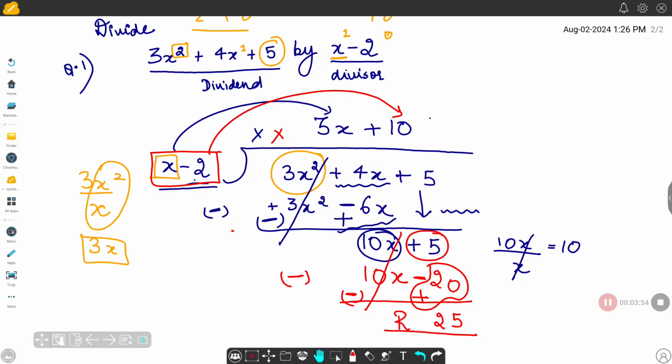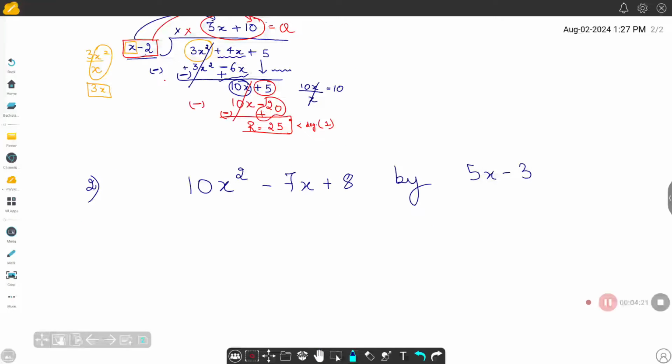And this will be the remainder because here the degree of 25 is 0 as a constant term, which is less than the degree of the divisor, which is 1, because it's a linear term x minus 2. So now we can't divide it further. So this is the remainder 25, and this will be the quotient 3x plus 10.